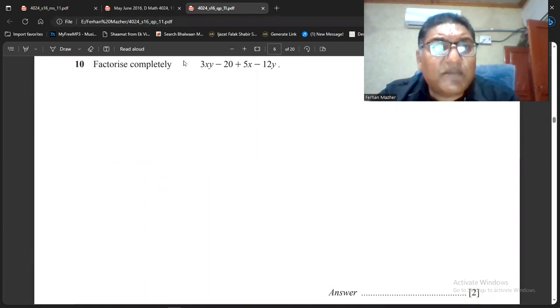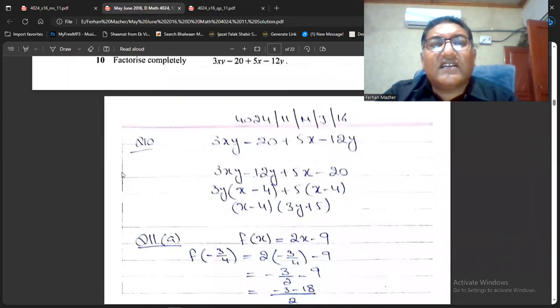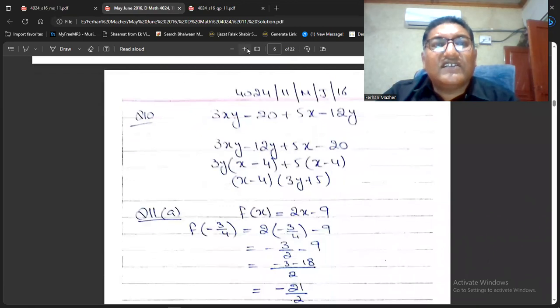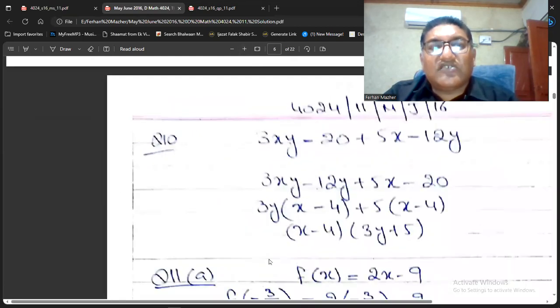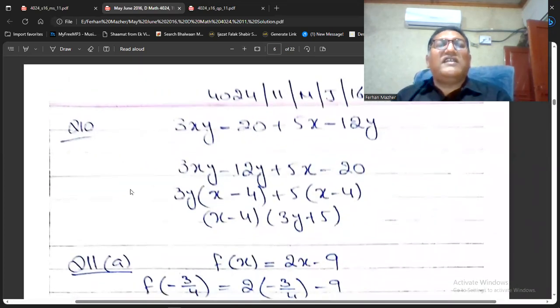So for example, I will have 3xy minus 12y and plus 5x minus 20. And then very easily I can do this. Okay, my solution is not very clear, unfortunately. So we will rearrange it. It will be 3xy minus 12y plus 5x minus 20.